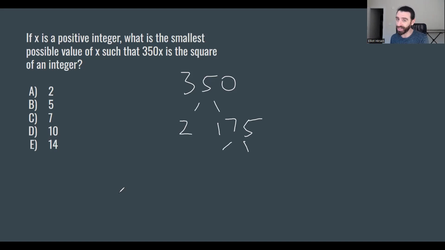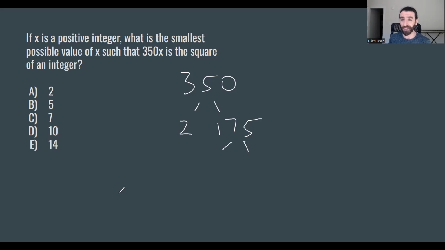And do you know the trick with 3? If I add the digits, 1 plus 7 plus 5 makes 13. Since the sum of the digits is not divisible by 3, 175 is not divisible by 3. So we're not pulling any 3's out of there either.